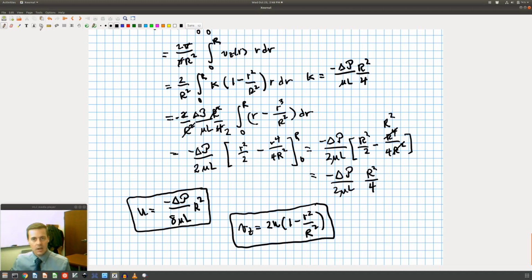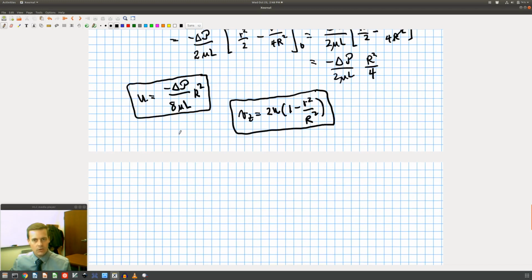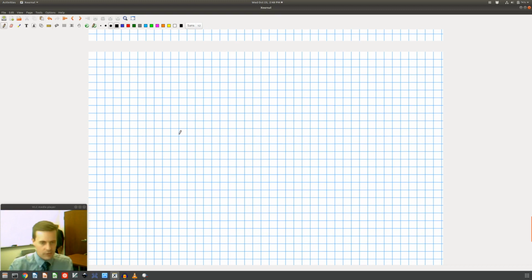Alright, so the last thing now, new page, is to calculate the friction factor, or to calculate the wall shear stress. So we need to get tau W. Well, what's tau W? Tau W is the viscous stress tensor evaluated at the wall, at R equals big R. But in this case, we don't need the whole thing. We only need tau RZ evaluated at R equals big R.